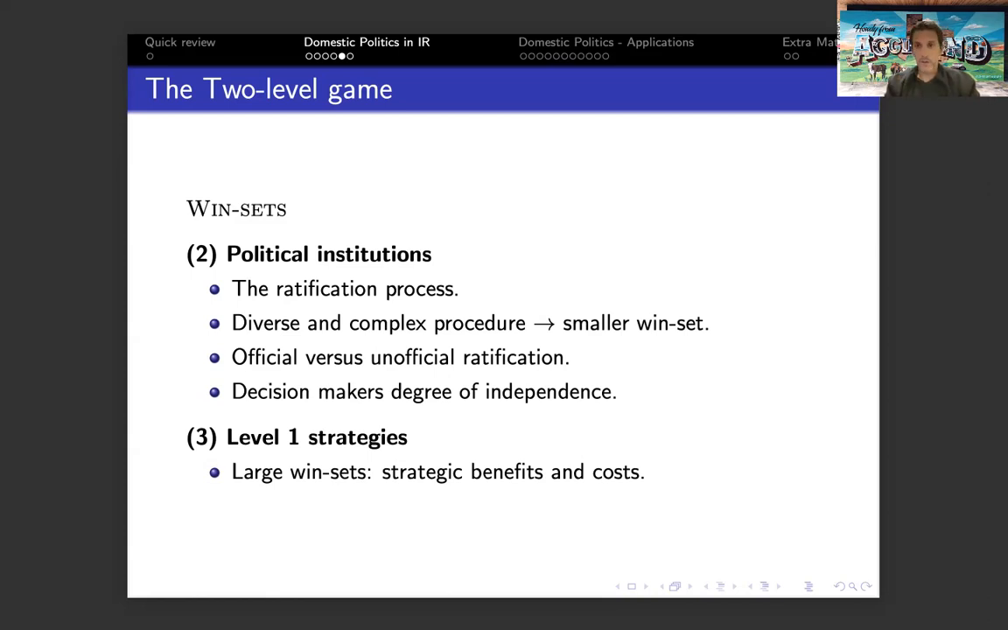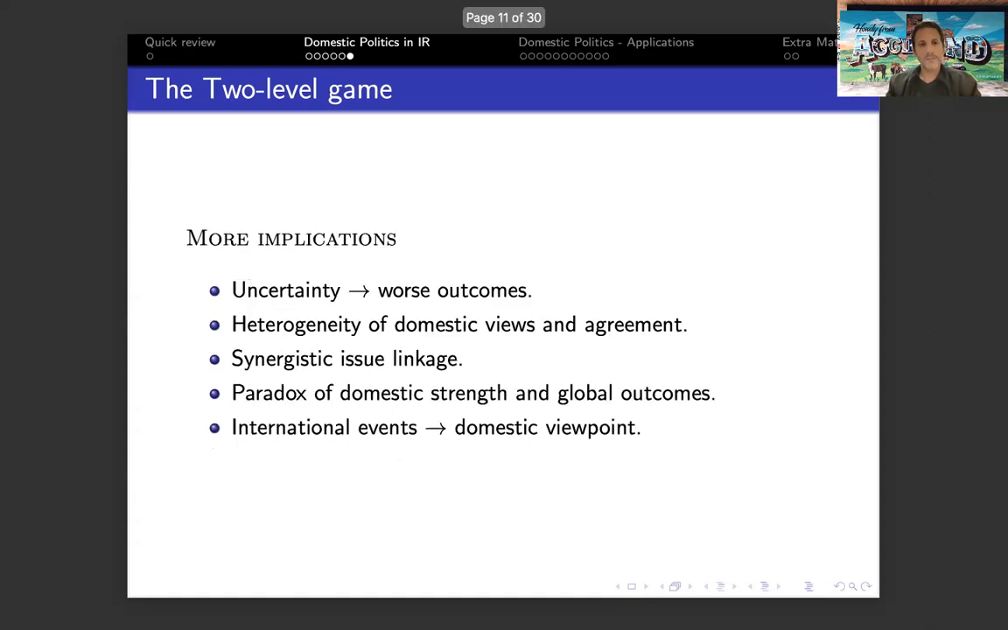A few more points about the whole two-level framework. Uncertainty is a very important aspect in this case. The level of uncertainty in the discussion is higher when negotiators have less information on the domestic situations of their counterpart. Again, if I'm from the United States and I'm negotiating with Brazil, and I have no idea what's going on domestically within the Brazilian political system, that puts me in a worse situation because it's harder for me to bargain in this case.